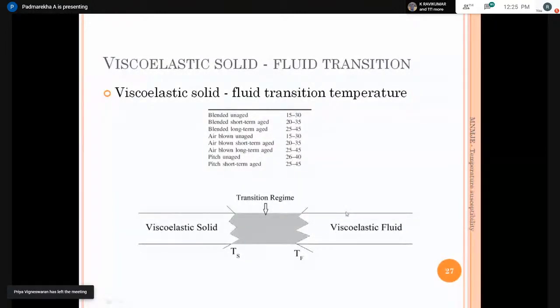Now, why do you want to know whether this is a viscoelastic fluid or a viscoelastic solid? If the bitumen behaves as a viscoelastic fluid, the pavement ruts more, and as a viscoelastic solid, at extreme low temperature, the pavement cracks more. So to understand the distress in the bitumen, it will be good to know whether it exhibits viscoelastic fluid behavior or viscoelastic solid behavior.